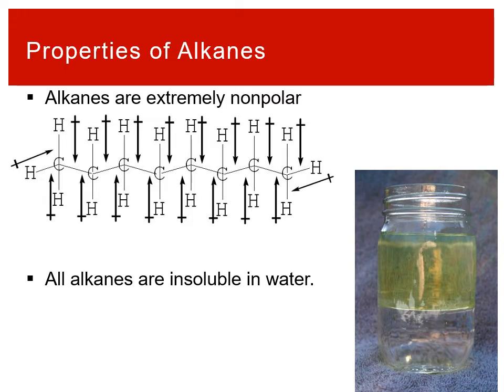So even though we have all of these different kinds of structures, the properties of alkanes are still fairly uniform. One of their most important properties is that alkanes are very, very non-polar. We have this diagram here. This is 1, 2, 3, 4, 5, 6, 7, 8 carbon atoms long, so that would be an octane molecule, and it's showing all the dipoles cancel out.